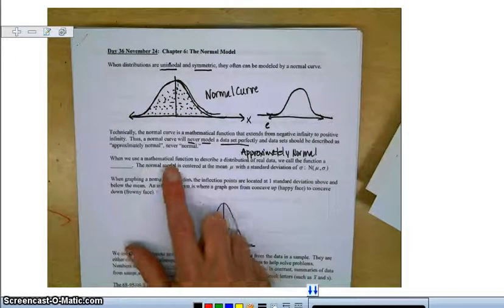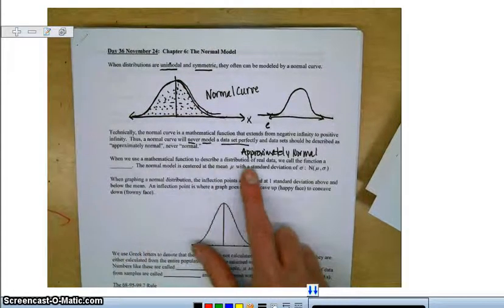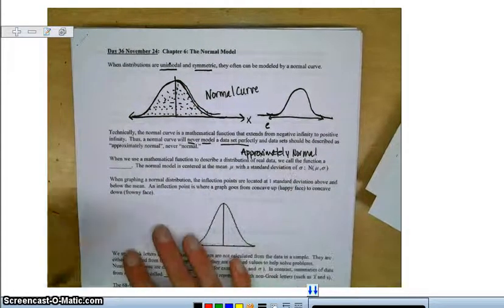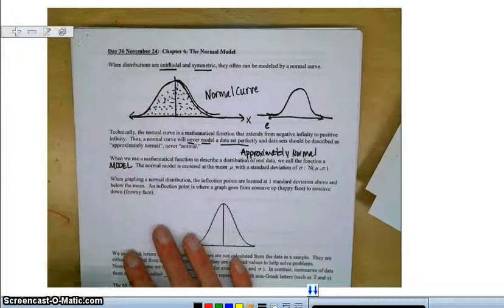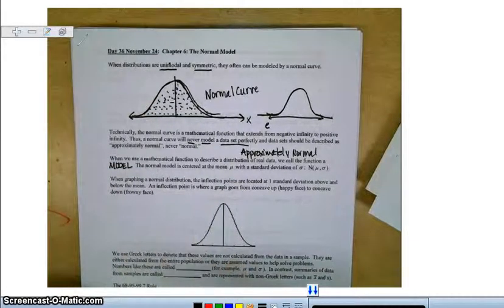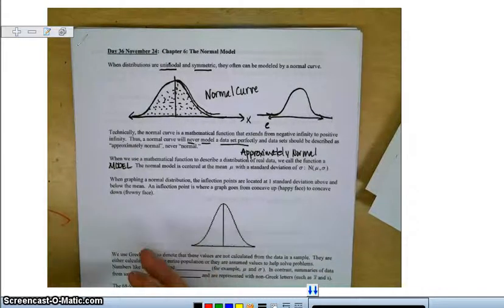When we use a mathematical function to describe a distribution of real data, we call the function a model. Just like we had a model for linear regression, the least squares regression line, which was a model for our ordered pairs. We made a scatter plot, and that was too random. We didn't like that. So we made a mathematical model and fit those to a line. So a normal curve is also a model for distributions that are unimodal and symmetric.